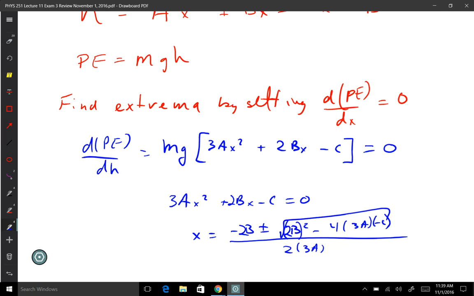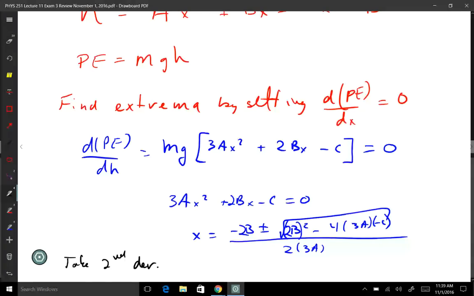For the 2 cases, and then to see if it's a maximum or a minimum, the last step is second derivative. So the second derivative is mg times 6ax plus 2b. And so we'd put in each value of x.